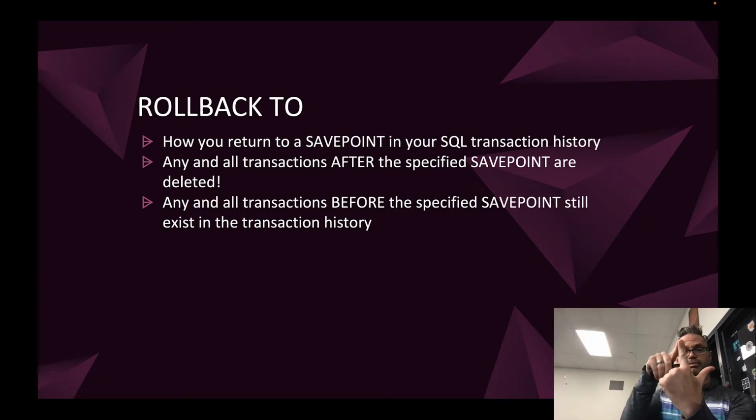Any and all transactions that are before the save point, those are all still there. So you keep that in mind. And when you use the rollback to, the ones that are before that are good. The ones that are after that, wiped out. So keep that in mind as you work with rollback to.